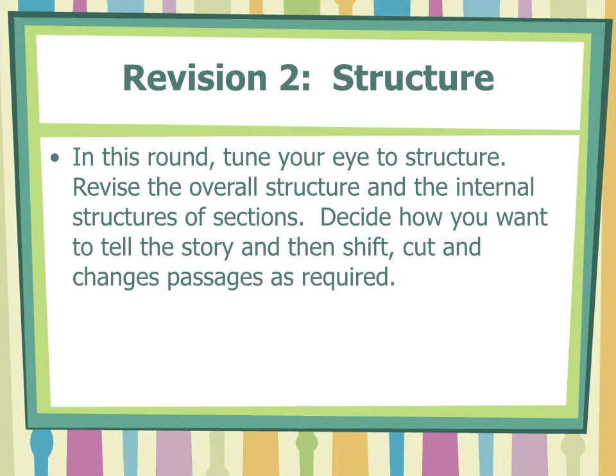The second round of revision is to look at structure. Once you've got the what and the message in, now you want to look at whether or not you have it in the order that you want it to be in. So in this round of revision, don't look at the language or the message. You're really looking at the structure of it. How am I telling the story? Decide how you want to tell the story and then shift, cut, and change passages as required.